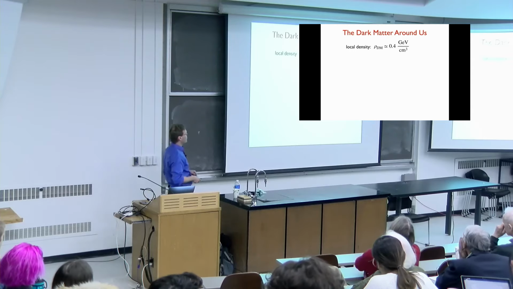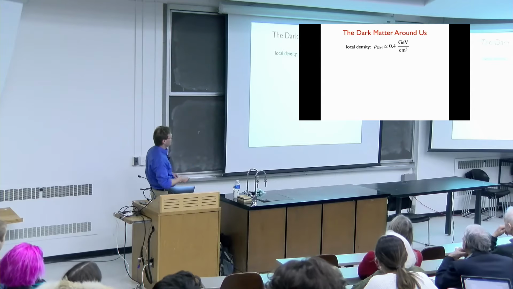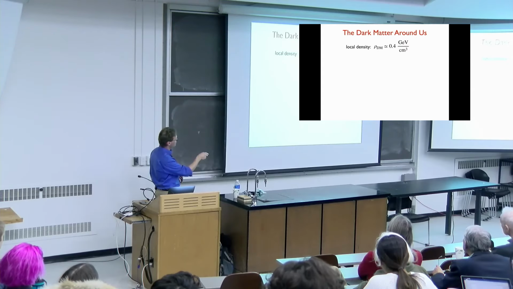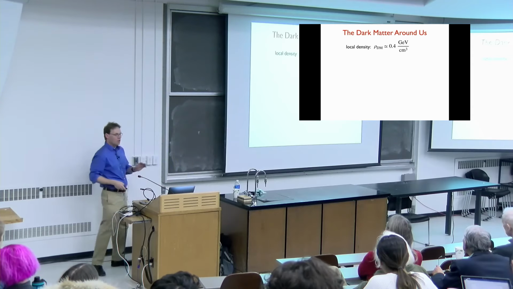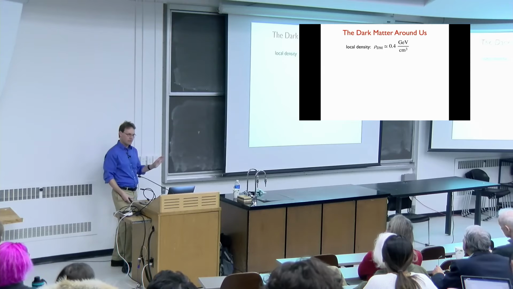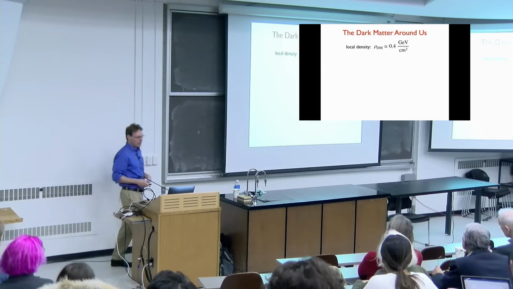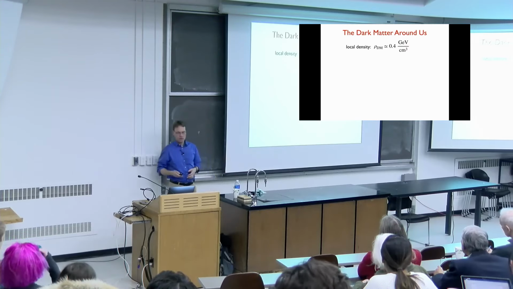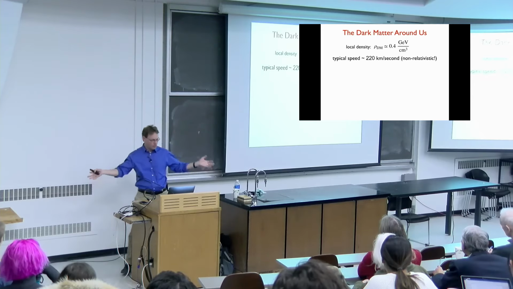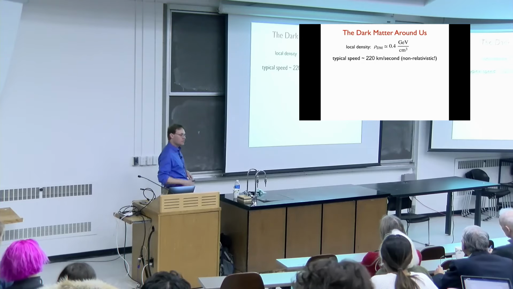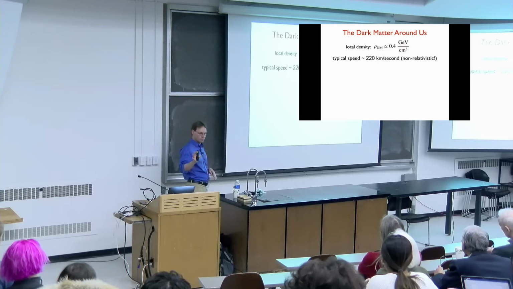So it turns out that we can measure the local mass density or energy density, and that is about 0.4 GeV per cubic centimeter. So remember, a GeV is the mass of a proton. It's about 0.4 protons per cubic centimeter. The thing we don't know is the mass of the dark matter. So we don't actually know how many dark matter particles are around us, because it depends on the mass. What we do know is that these dark matter particles are just moving in the gravitational potential of the galaxy. So we know that they're moving at a speed of roughly 220 kilometers per second. There's, of course, a range, but roughly it's of that order, which means it's non-relativistic. So it's moving quite slowly compared to the speed of light.